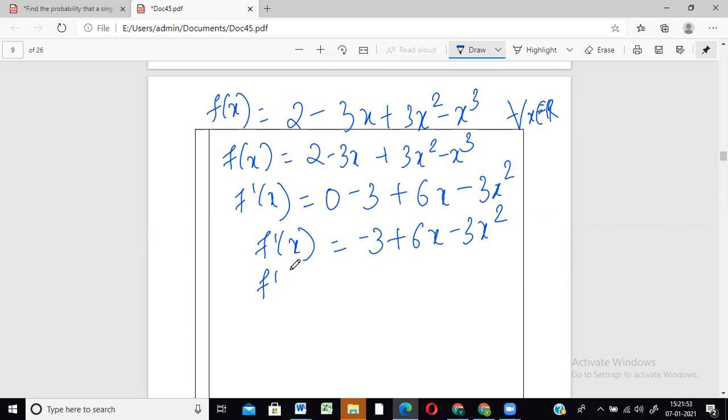Now here also we have that 3 term common, but with that minus 3 only we can take it common, correct? So we'll take minus 3. What remains? 1 minus 2x plus x square, correct? The minus we've already taken outside.